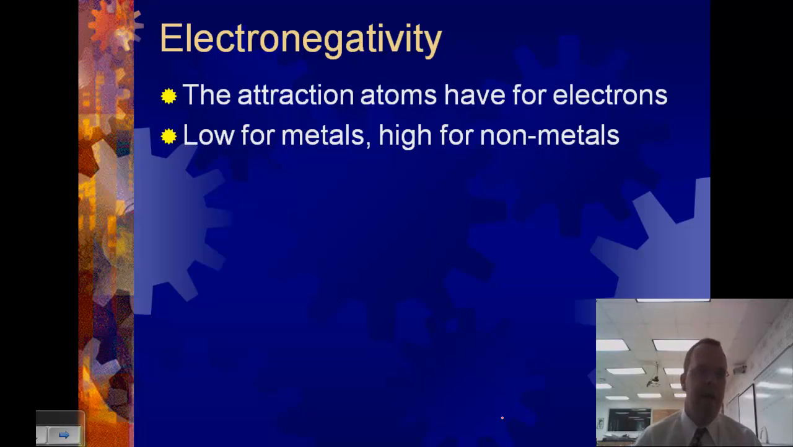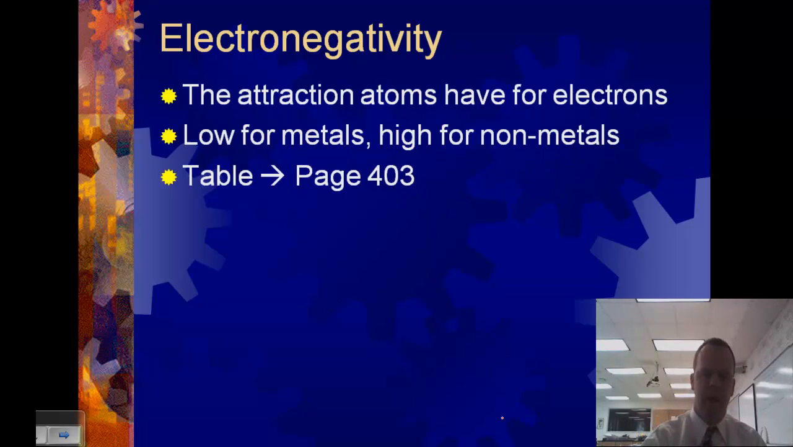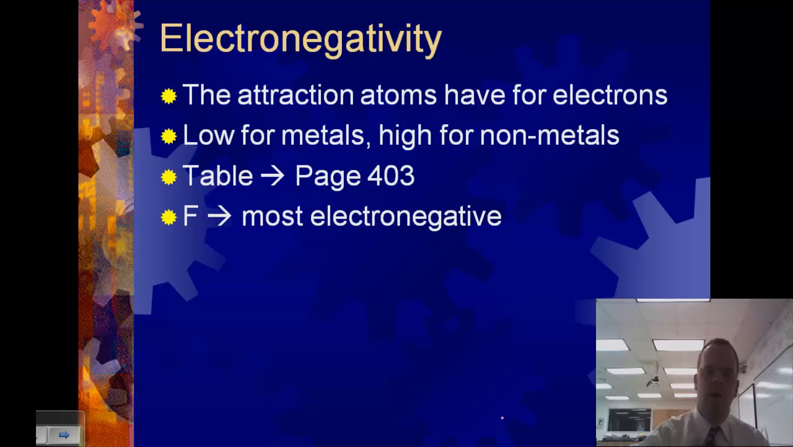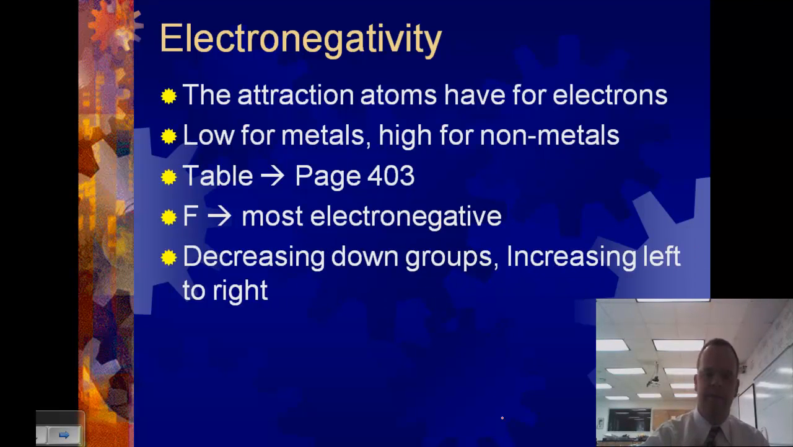So gaining another electron is not going to make the atom significantly more stable. Whereas for nonmetals that have close to the noble gases and have 6, 7 valence electrons, you see a very high electronegativity value because gaining 1 electron could make the atom electrically stable. There's a table in your book on page 403 that will show these values, and I also have a table in the next slide. Fluorine is the most electronegative element.